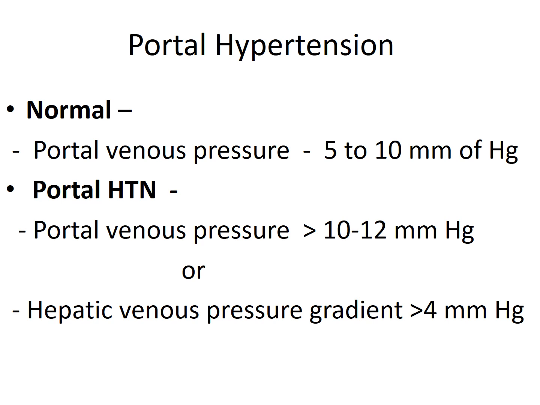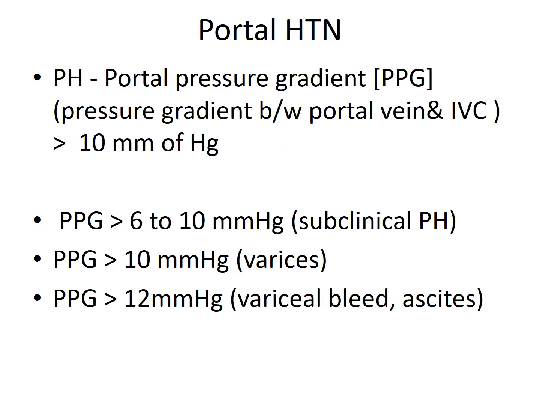Sometimes hepatic venous pressure gradient is used, so when this is more than 4 millimeters of mercury, it is considered portal hypertension. There is another terminology known as portal pressure gradient. This is the pressure gradient between the portal vein and inferior vena cava. So when this is more than 10 millimeters of mercury, this is also considered as portal hypertension.